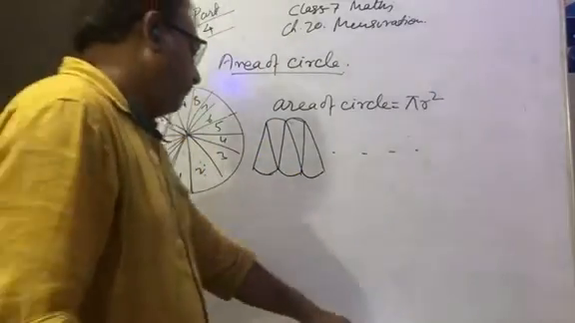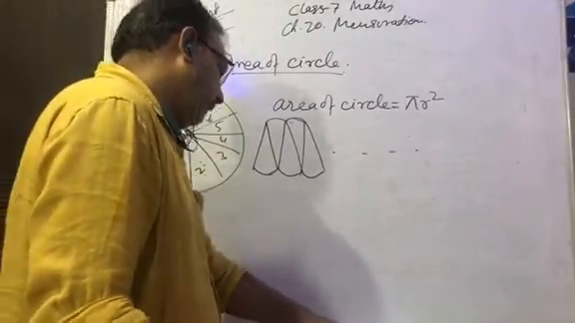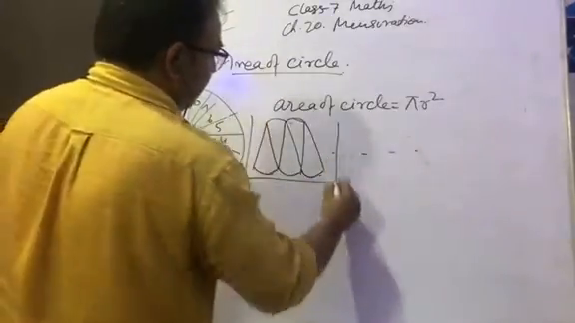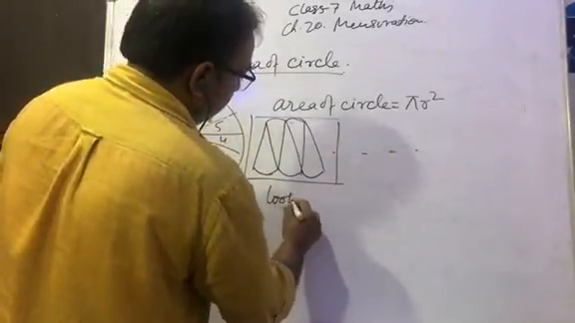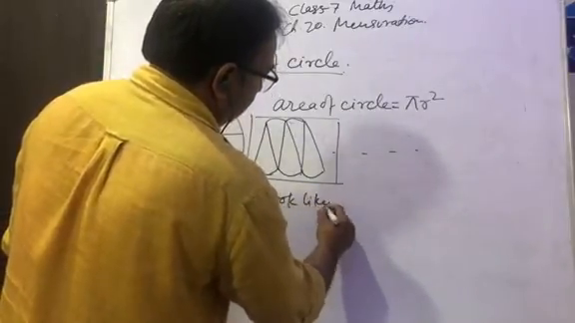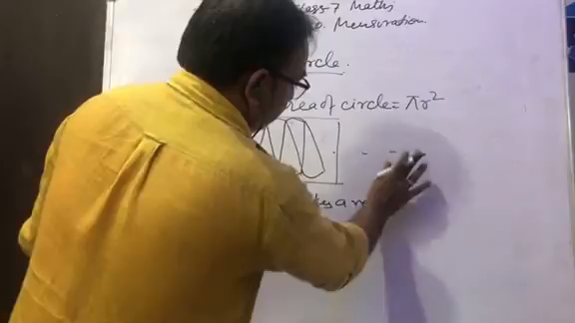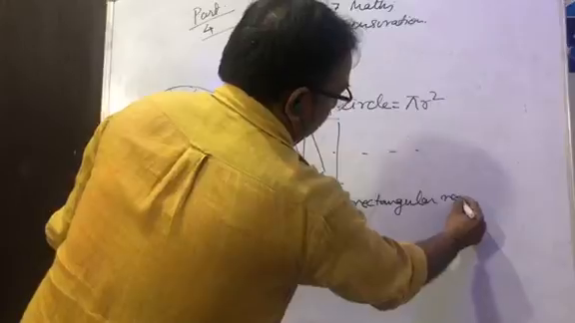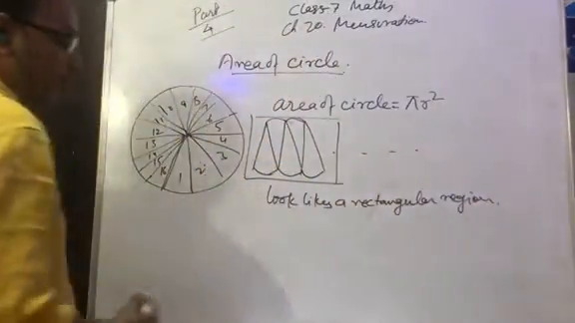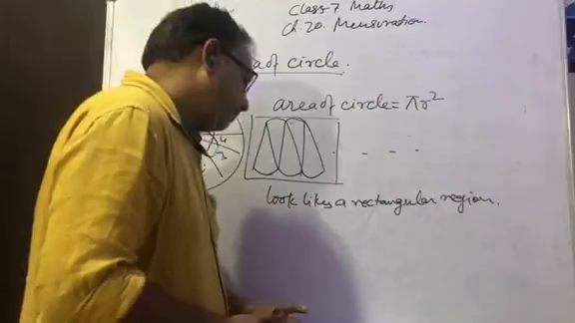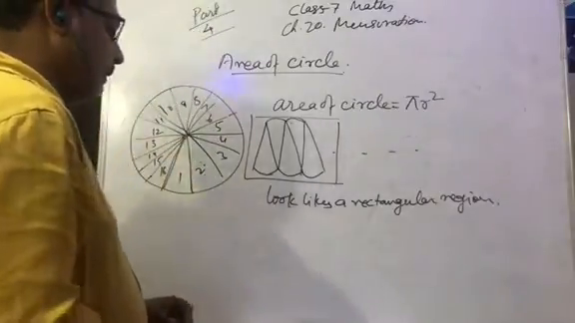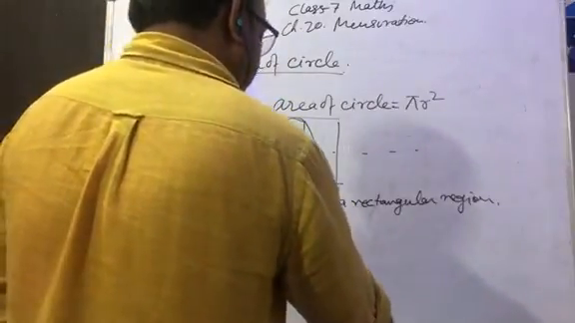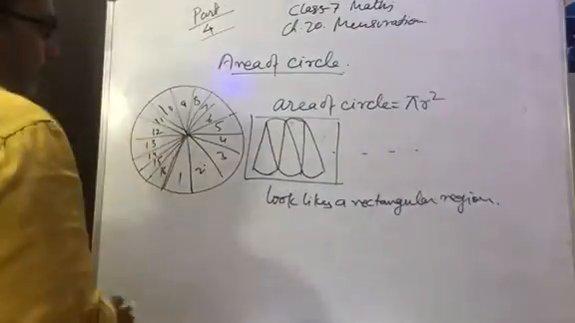You can see it on page number 249. This looks like a rectangular region, basically this shape looks like a rectangular region. And the area of the rectangle with length equal to half the circumference and breadth equal to half the radius.